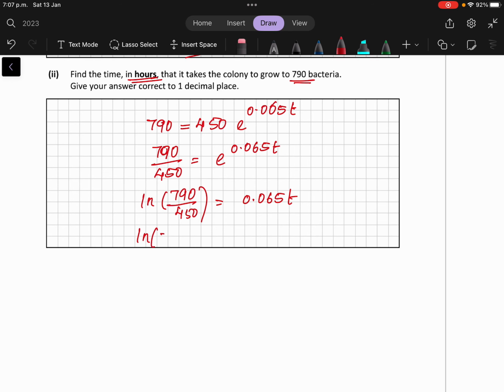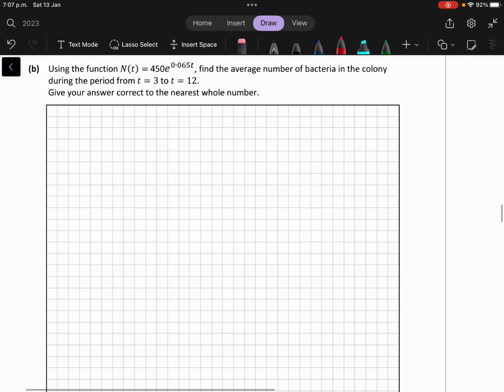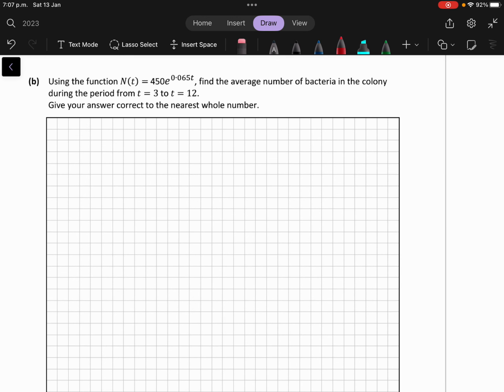Then ln 790 minus ln 450 and 0.065 t. And t is equal to ln 790 minus ln 450 divided by 0.065, and that will be 8.7. So if you learn one method, like one question with exponents, then you will be able to do any kind of questions.